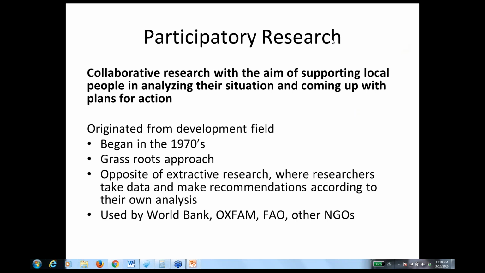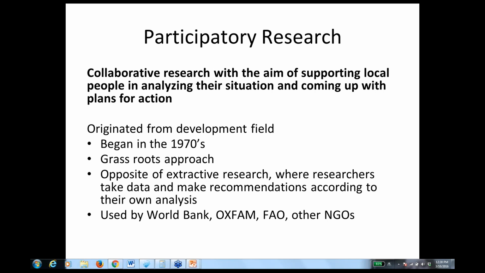It's also sometimes called participatory rural appraisal or participatory rapid appraisal. I like to use participatory research because it's a more general term. So it involves doing collaborative research with the aim of supporting local people in analyzing their situation and coming up with plans for action. So this originated from the field of development, and it began in the 1970s as sort of a grassroots approach, a way to get local people involved in the research that they were doing.